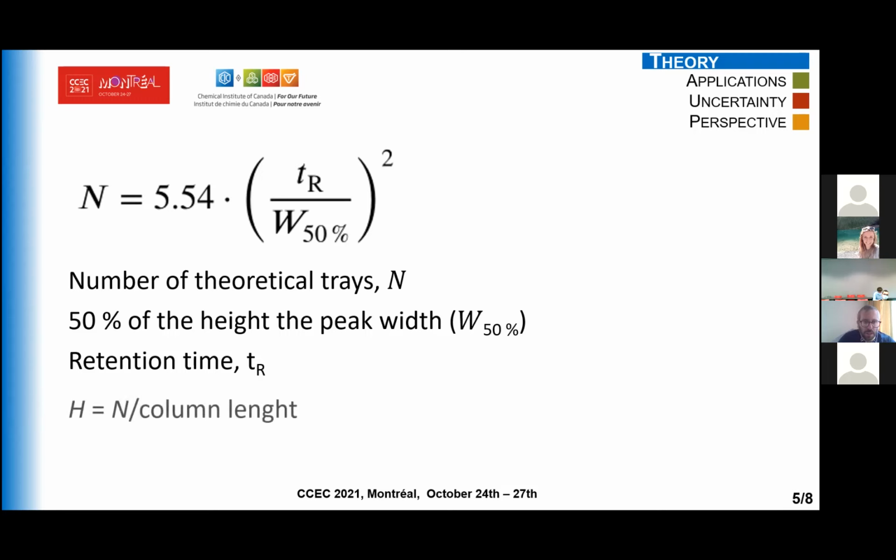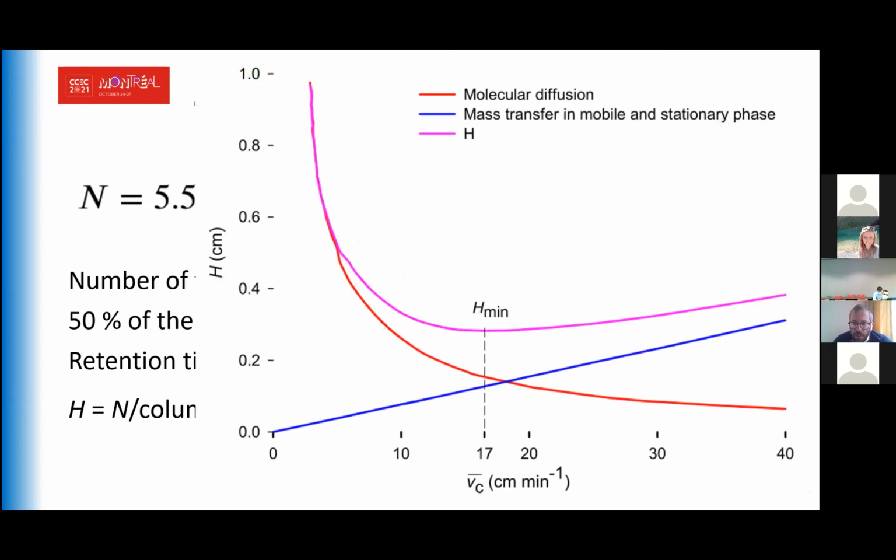H instead represents the height of the theoretical plate, and is basically N divided by the column length. So we want to minimize this number to get the maximum performance out of the column. There is a lot of theory regarding mass transfer in GC, and you will find it in our article, both for capillary and packed columns. In general, H is the sum of the contributions of molecular diffusion and mass transfer in the mobile and stationary phase.